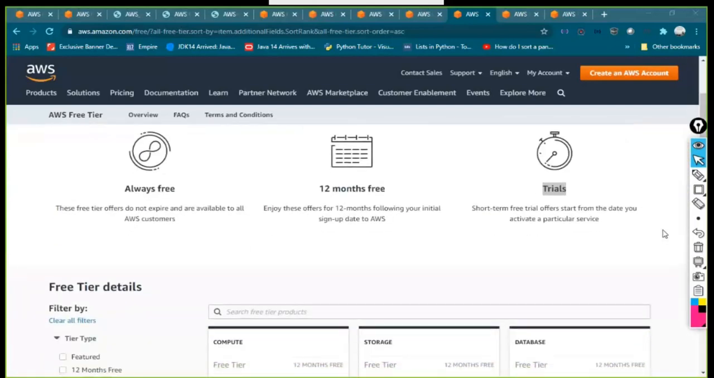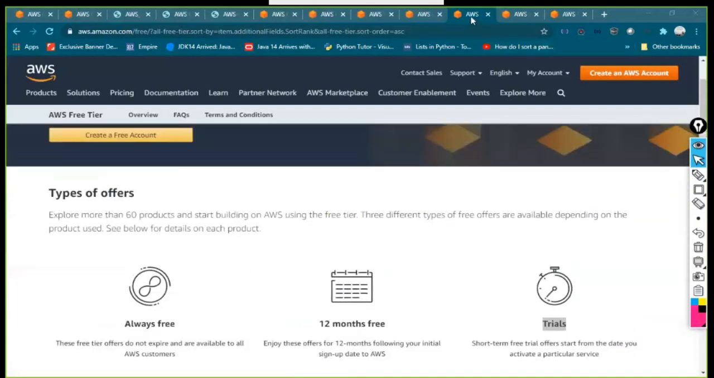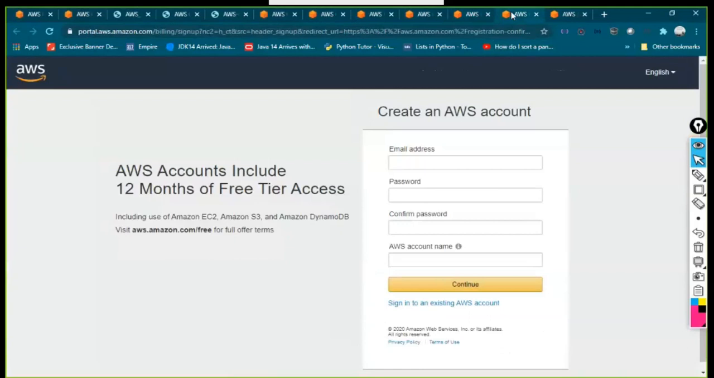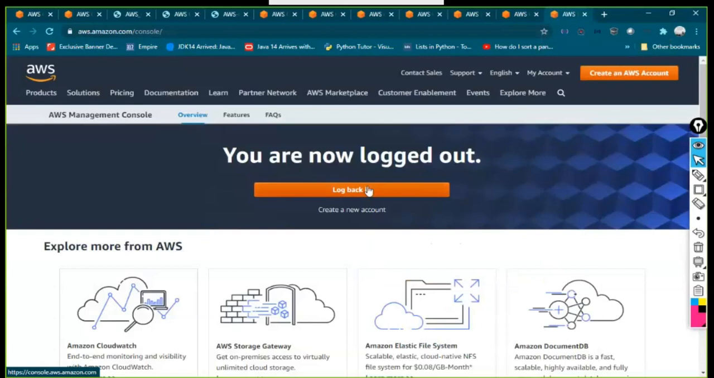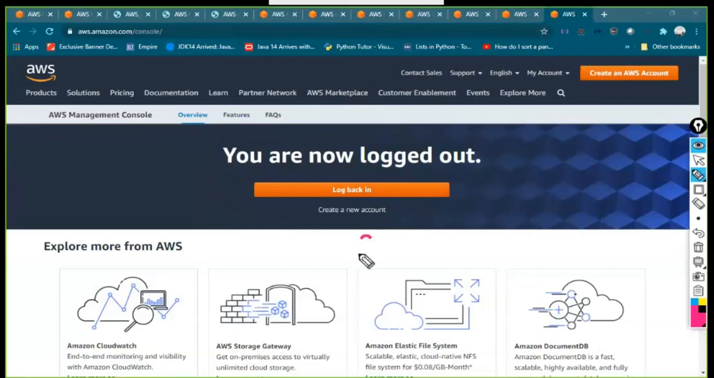Now you can explore it later, but I'm trying to log in to my account. This is the create an AWS account page. You can give all the details and then continue. The next page will come, and you can provide your credentials. Now there is a console. In console management, there are 2 types of management consoles. One is CLI based, another one is graphical based.